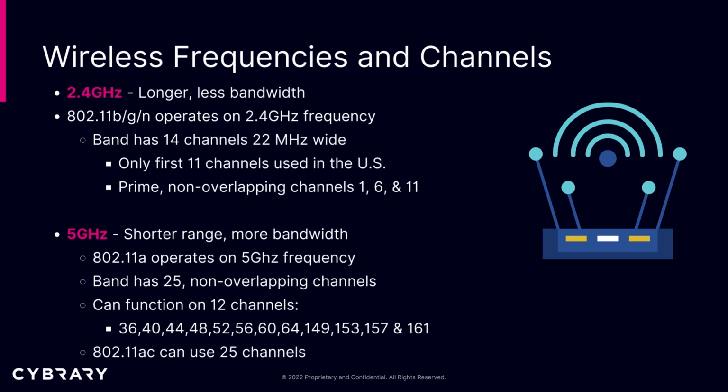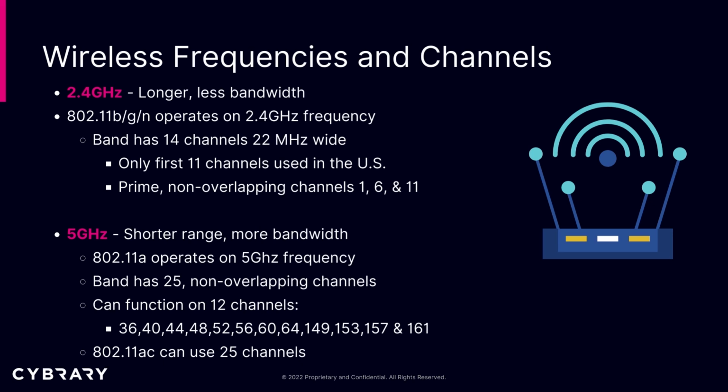2.4 and 5 gigahertz are mainly the most popular types of wireless frequencies that you'd use in a network. Now, the 2.4 is longer range but less bandwidth, so it has more propagation. 802.11b, g, and n operate on the 2.4 gigahertz frequency. Now, 2.4 has 14 channels that are 22 megahertz wide. In the US, we only use the first 11 channels.